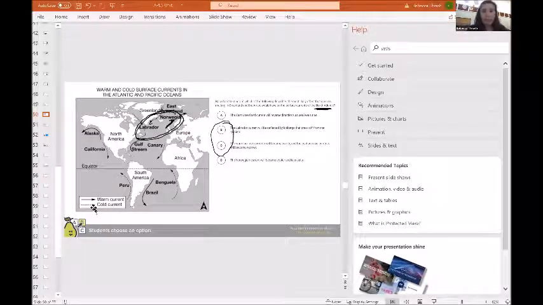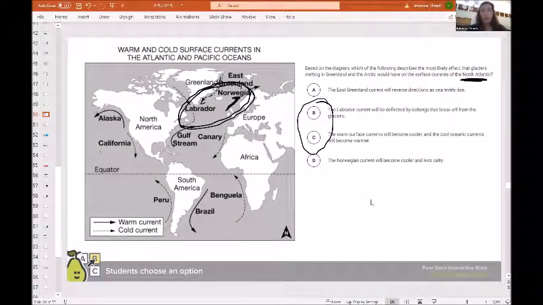Okay, so the Labrador current will be deflected by icebergs that break off from the glaciers. So it is true that when you have glaciation retreating, or you have melting glaciers, you have these calving events where the big sheets break off into the ocean. But typically what we're talking about here is the melting. So like what's happening to the fresh water as it flows into the ocean.